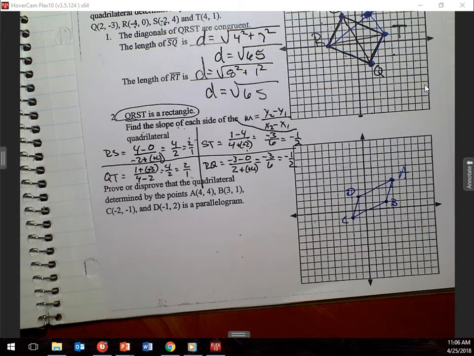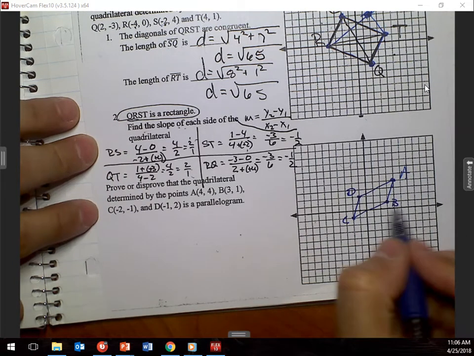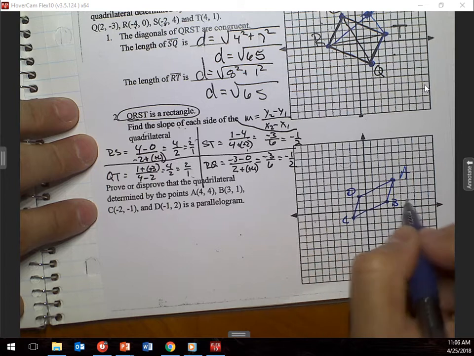What property of a parallelogram can I automatically use? Opposite sides are going to be parallel. That's what I need, right? Okay, so let's do that. So opposite sides are going to be parallel, so let's do the same math that we just did. So let's start off with CD and AB.